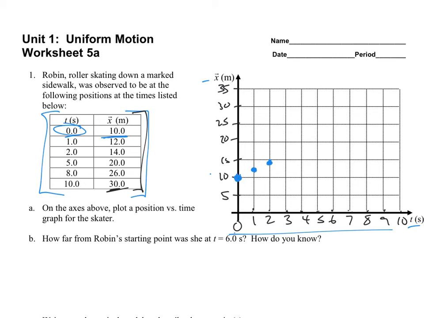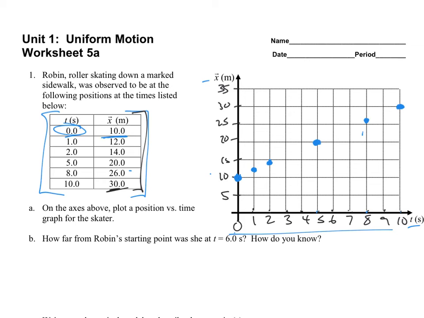The one after that is 5, 20. So I go all the way over to time 5, all the way up to position 20, put a dot. And the next one is 8, 26. We go over to 8, up to about 26, put a dot. And the last one is time equals 10, over to 30. So now we've plotted the whole thing. And we're going to answer the next question.